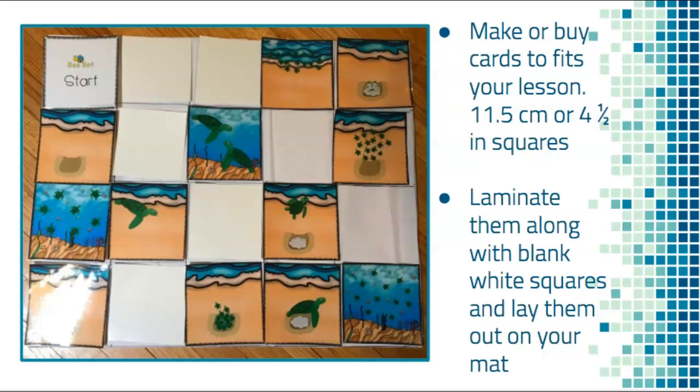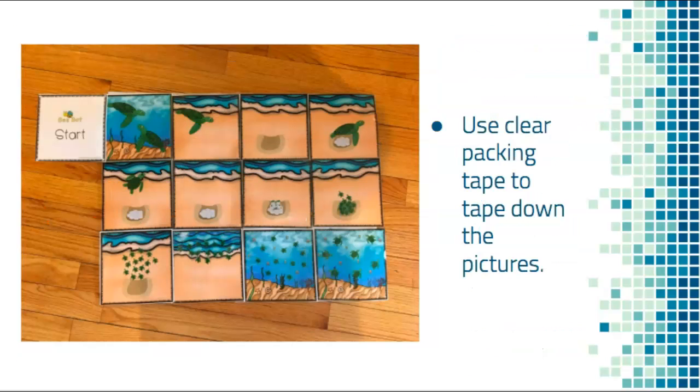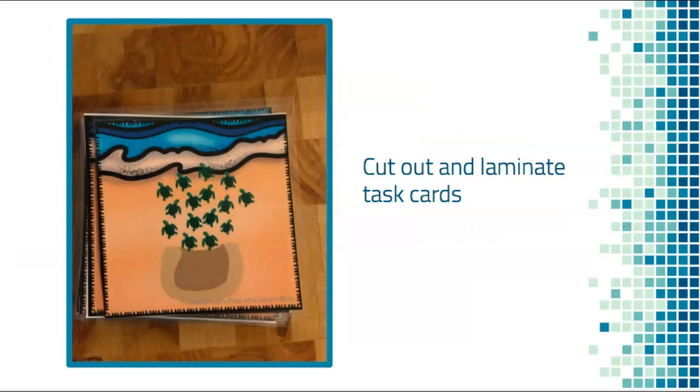And I did the sea turtle one a couple different ways. So I did it where I mixed up the life cycle as well as to tell the story of the life cycle. And the last step is to use clear packing tape to tape down the pictures. There are little task cards that come with the mats, and I cut and laminate them.